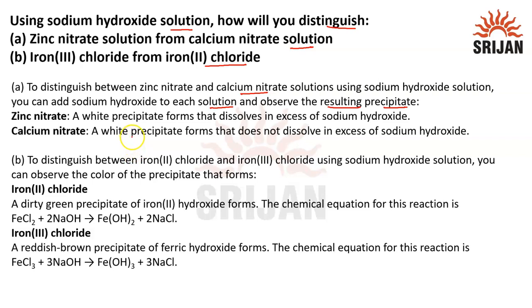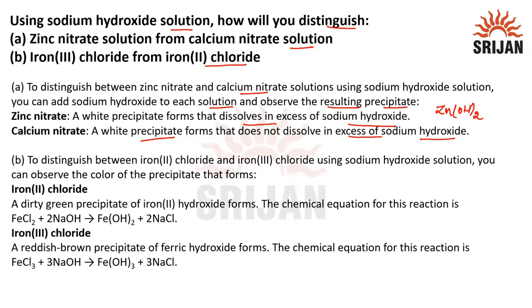Now in the case of zinc nitrate, a white precipitate is formed and that dissolves in excess of sodium hydroxide. Means a white precipitate of zinc hydroxide will be formed, then once we add excess of sodium hydroxide, that would get dissolved in it. And then if we talk about calcium nitrate, in the case of calcium nitrate also we get a white precipitate, but that does not dissolve in excess of sodium hydroxide.